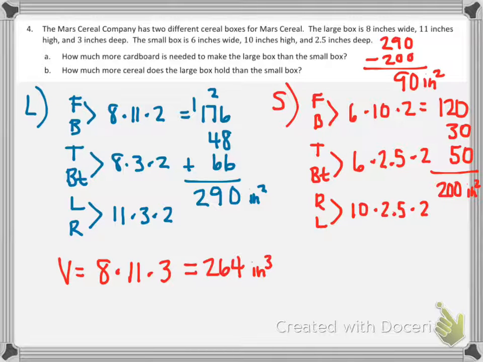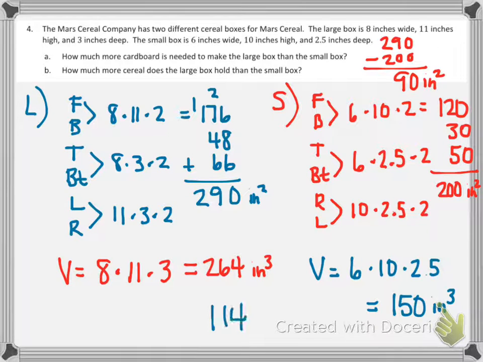And then if we do the small, the volume of the small box is going to be 6 by 10 by 2.5. And if we multiply those, 6 times 10 is 60, times 2.5 is 150. So the volume equals 150 cubic inches for the small box. And when you subtract 264 minus 150, you get 114 cubic inches is how much bigger the large box is than the small box in volume.